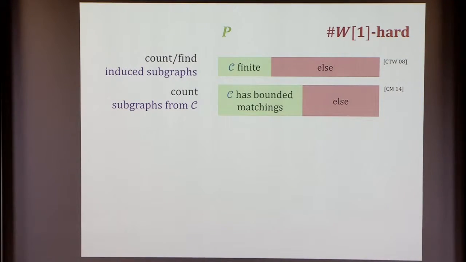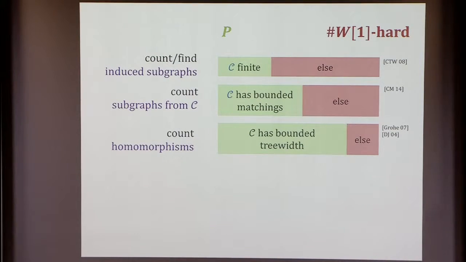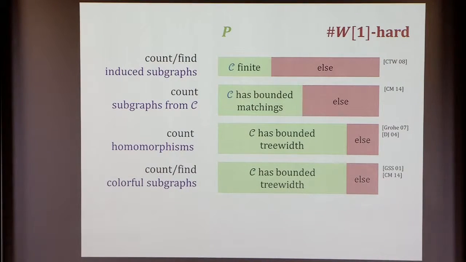Things become easier if you go to homomorphisms. So if you want to count homomorphisms from a class C into host graphs, then by a result of Dalmau and Jonsson, this is polynomial time solvable if the class has bounded tree width. Otherwise, it's #W[1]-hard. And I will describe later what tree width means. And we get the same situation for counting colorful subgraphs, where your subgraphs now additionally have colors on them, and you want to respect the coloring. I will also elaborate on that later. But again, here the criterion is bounded tree width.